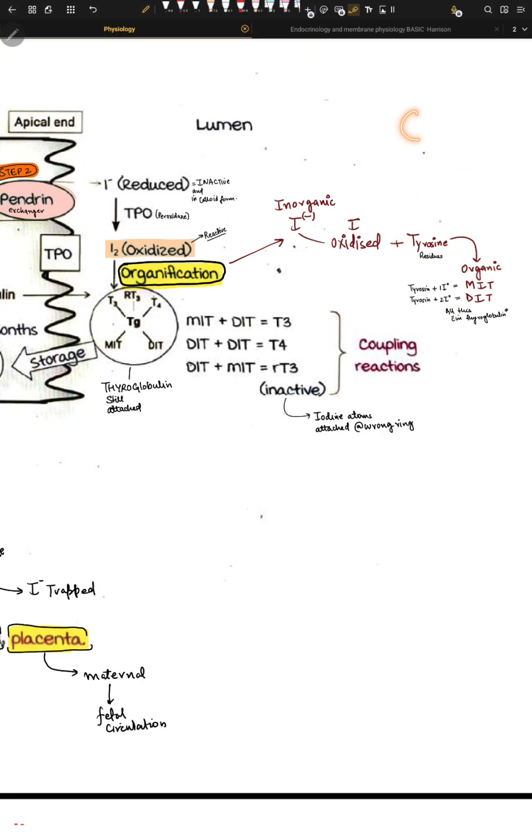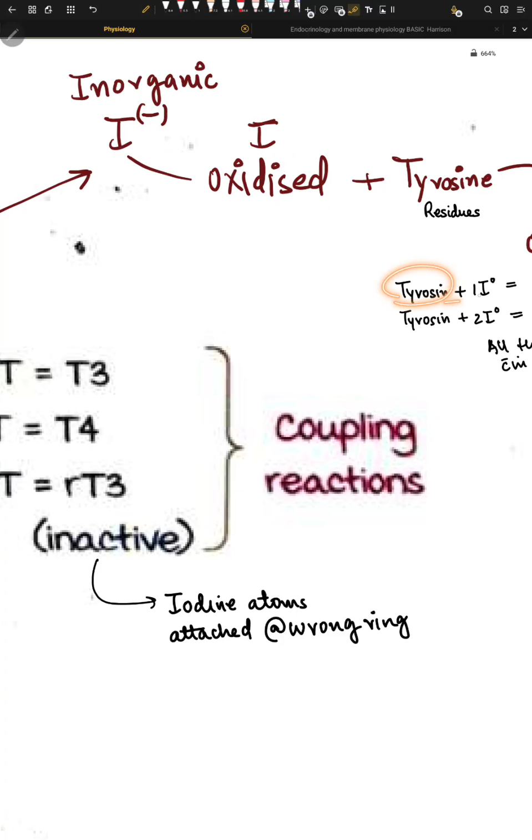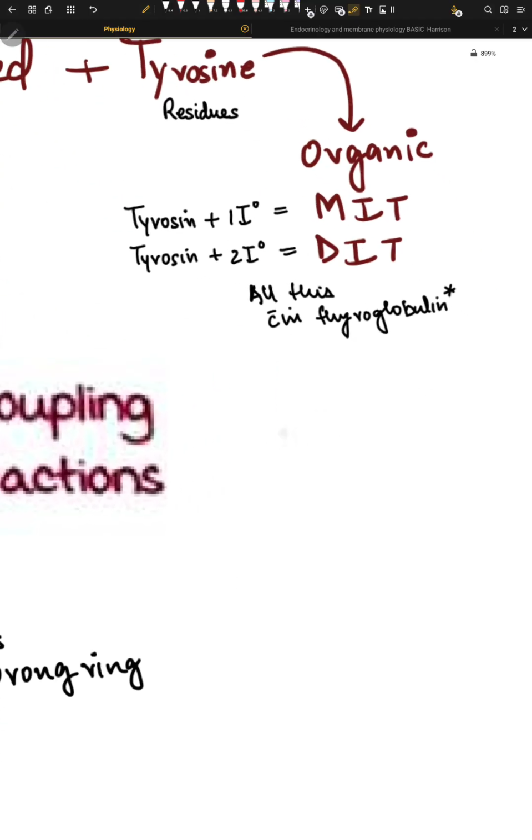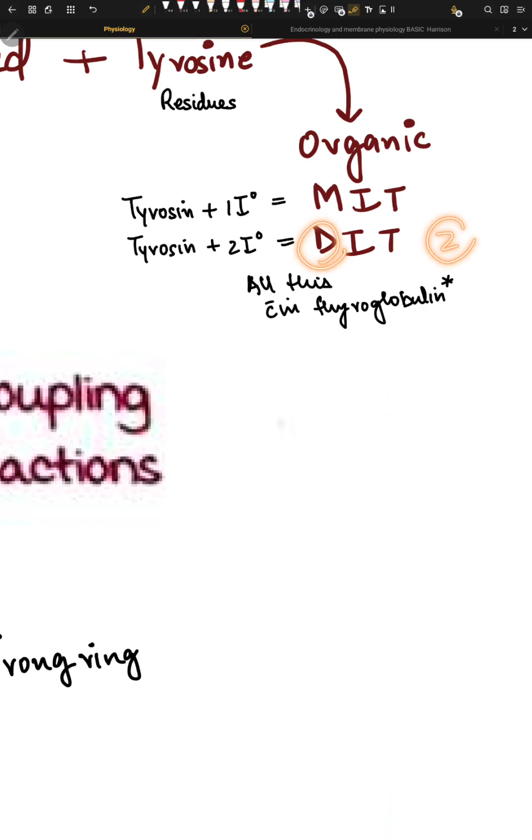Organic means it has a carbon molecule, right? Or it means we can use it. So this organic molecule becomes, with the help of tyrosine plus one molecule of iodide, we get monoiodide, MIT. If tyrosine plus two molecules of iodide, we get duo iodide, DIT, right? So D stands for duo, M stands for mono. Mono means one molecule of iodide. Duo means two molecules of iodide. So we get MIT and DIT.